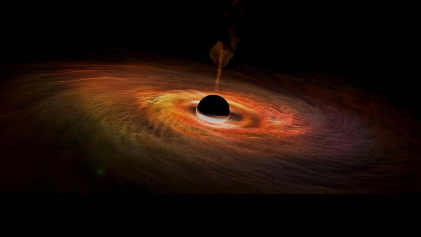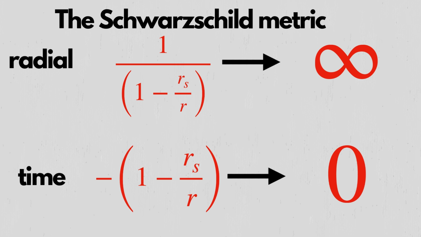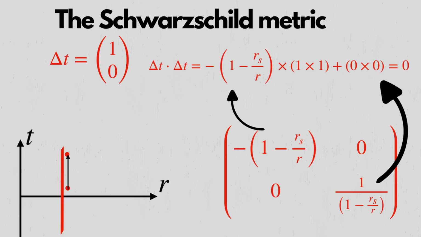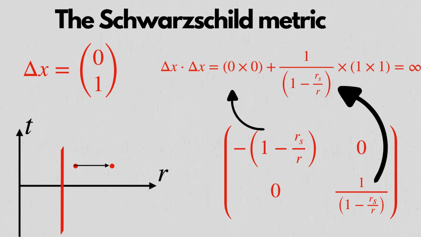Now, consider the case where this exact same situation is happening near the horizon of the black hole. We need to use the metric tensor at the point r is equal to rs. When we do this, and we use the Schwarzschild metric, the time separation dot product gives us 0, and the spatial separation dot product gives us infinity.